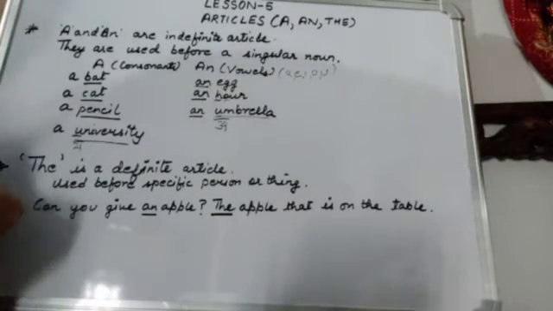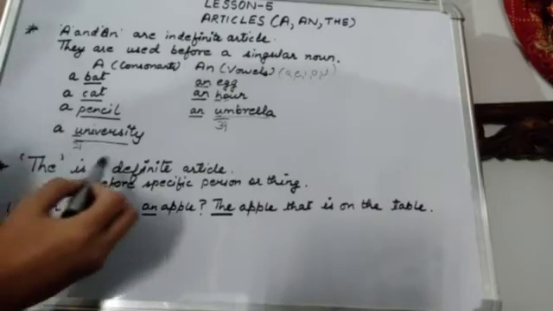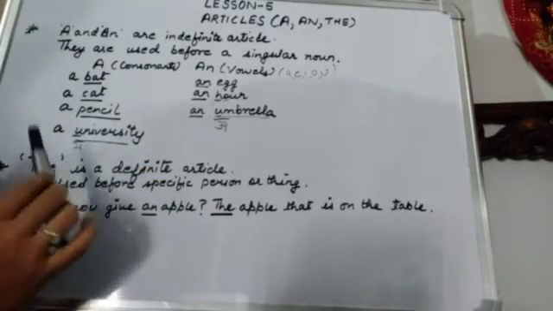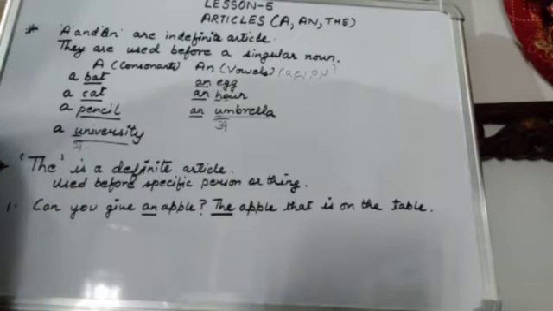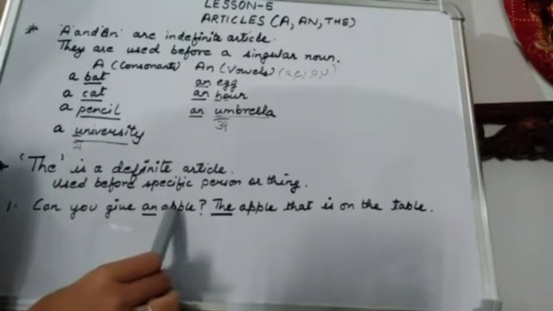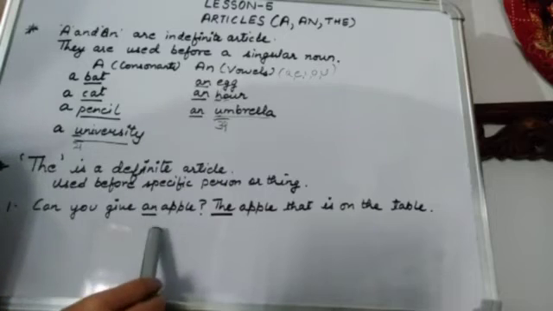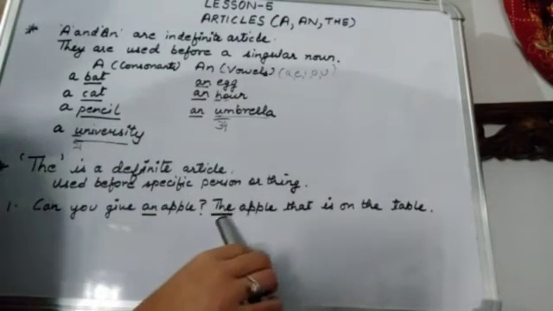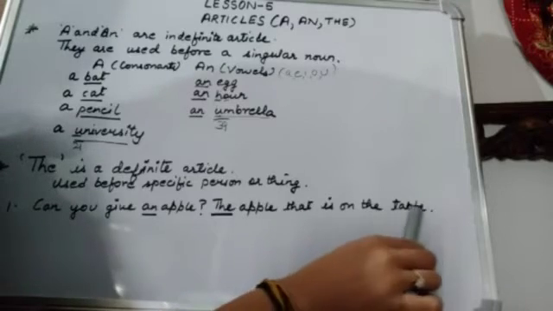Now class, the. First of all, the is a definite article. Means the is used before specific things. It points out a specific thing or a person. Okay. For example, can you give me an apple? So I am asking for an apple.